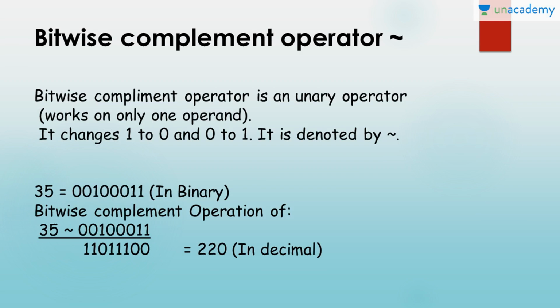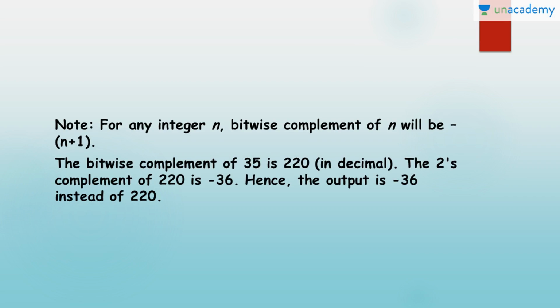That means the complement of 35 is 220. So find out the 2's complement of 220. The answer which you obtain is the bitwise complement of the given number 35. So in short, note it, for any integer n, the bitwise complement of the given integer n will be minus of n plus 1. This is very important to be noted.